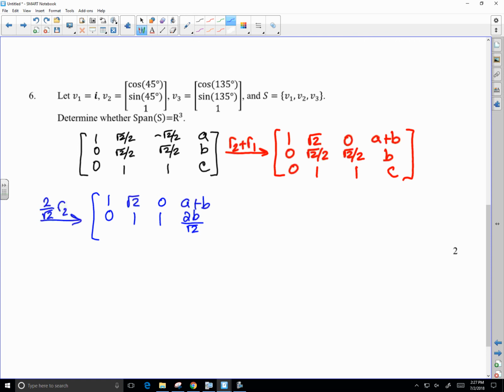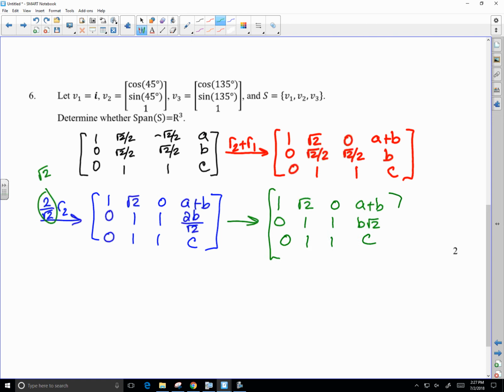Now, fun fact. Two divided by root 2, I mean, it's 2 to the first power over 2 to the 1/2 power. This is the same as root 2. So if you wanted to do a little housekeeping step, you can make it 1, root 2, 0, a plus b; 0, 1, 1, b root 2; and then 0, 1, 1, c. All right, that's a preference thing. It's up to you if you want to do that. It might be worth it just to keep the algebra a little simpler.